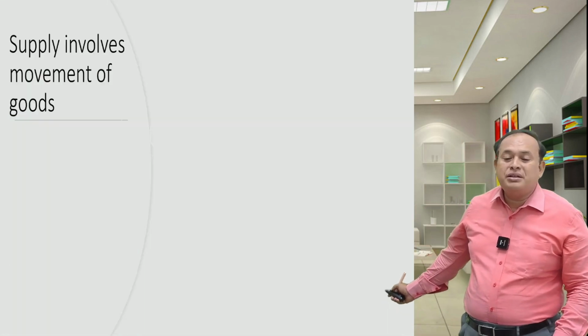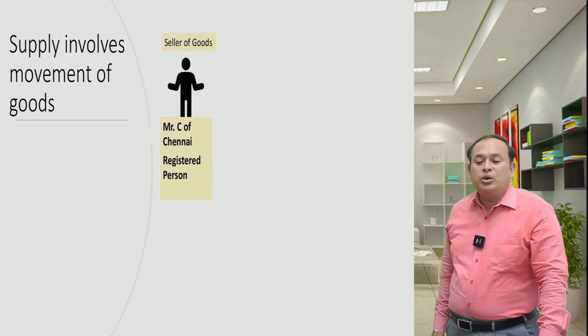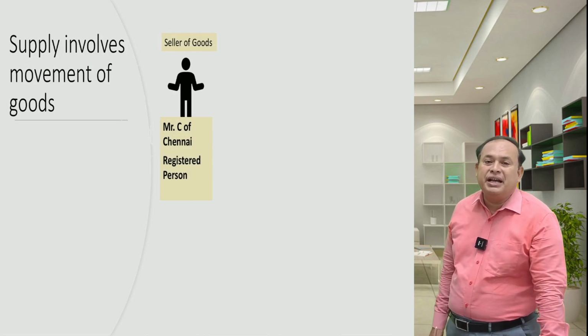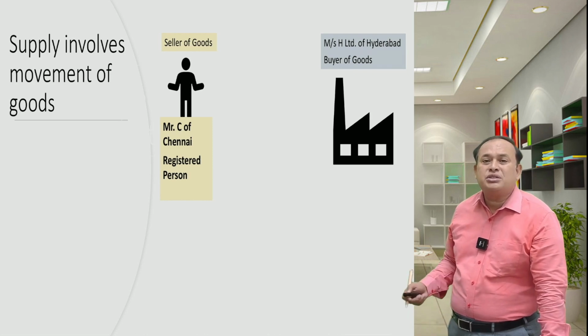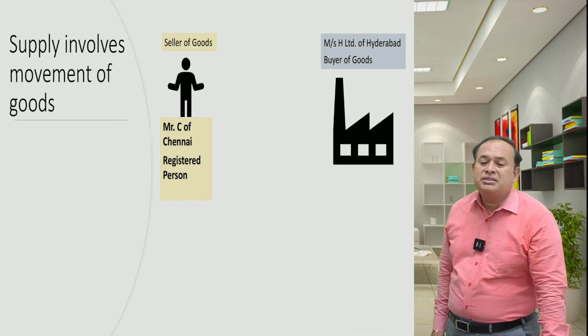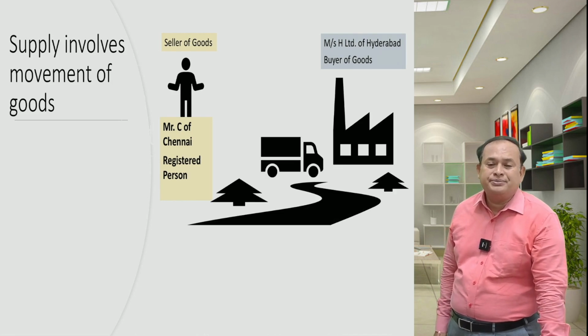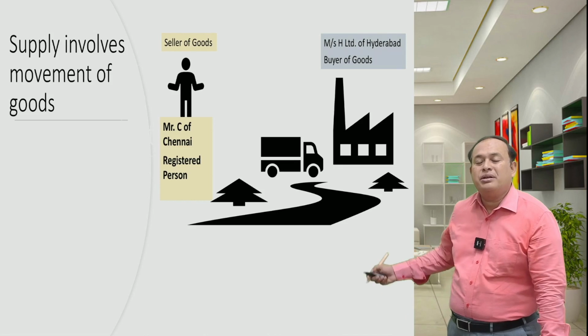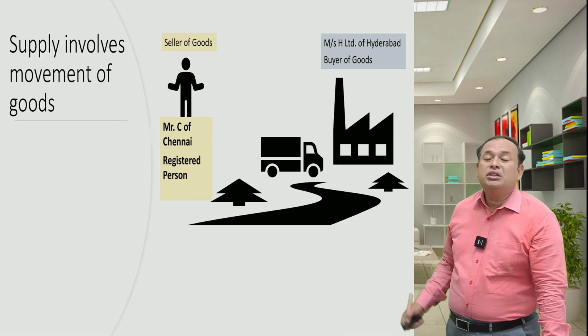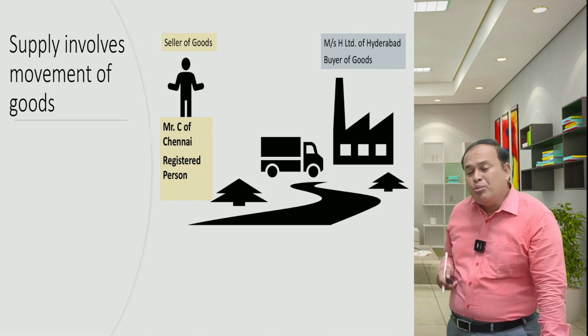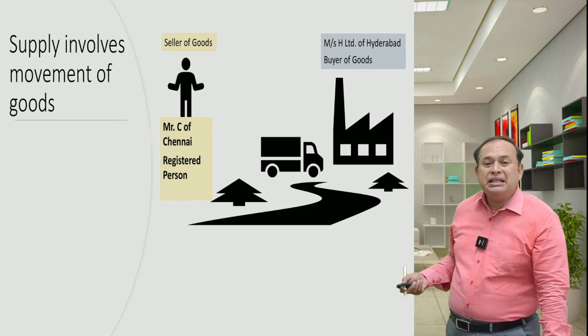Supply involves movement of the goods. How to understand, sir? Look here. Mr. C of Chennai, registered person, seller of the goods, supplies the goods to H Limited of Hyderabad, buyer of the goods. When the buyer asked for supply by issuing the purchase order, the seller agreed to send the goods in a truck, for example. Then the truck carries the goods from Chennai to Hyderabad, where the delivery takes place. So the movement of those goods terminated in the state of Telangana.